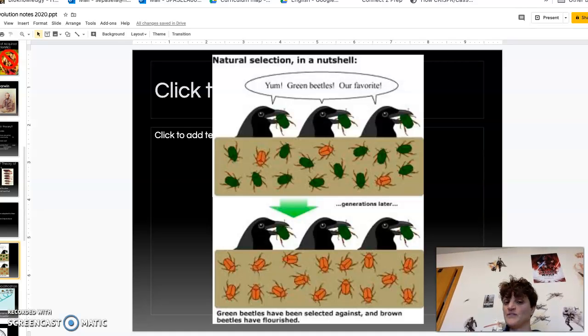So if you have a group of insects and they blend into the background, you have some insects that are green, some insects that are yellow. The yellow ones blend in, the green ones really stick out. Birds are going to eat those, right? You only have yellow ones. After a few generations, almost all of your beetles, your insects, are going to be yellow.